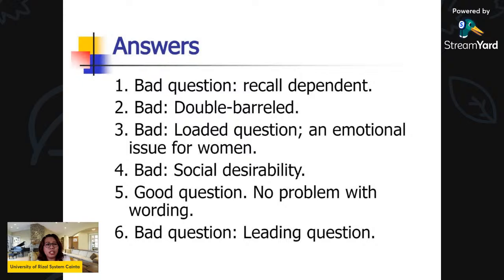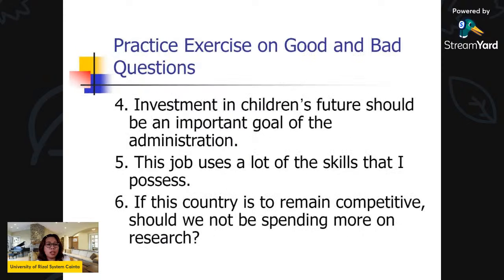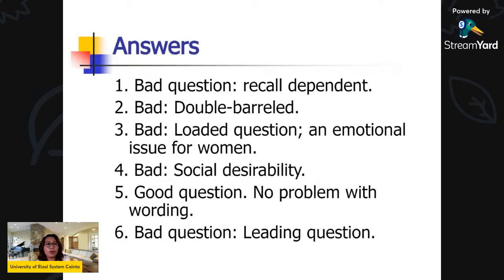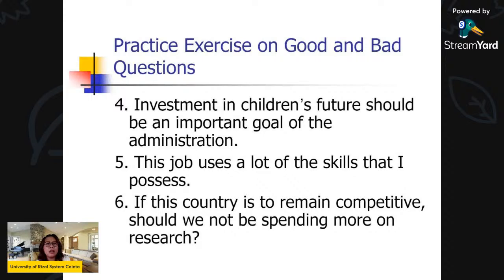Number 3, bakit siya naging bad? Because it's all about the issue about women. It is not part of observation yon. Kasi personal issue na yon ng mga kababaihan. Number 4, bakit siya bad in social desirability? Because you are particularly talking about investment about children's future. It is not part of the administration, it's part of the family.